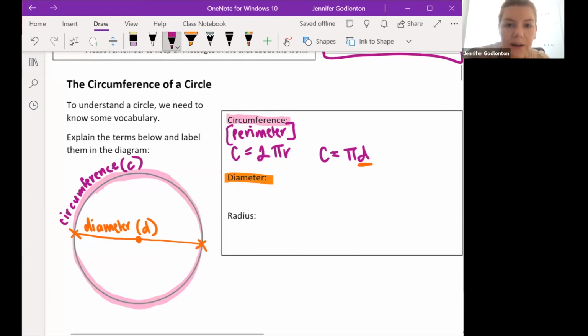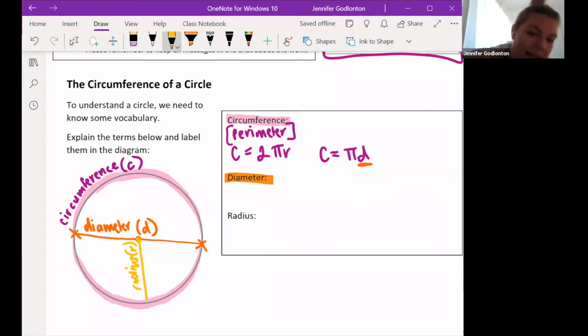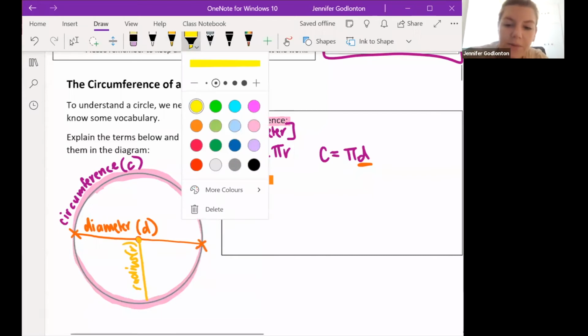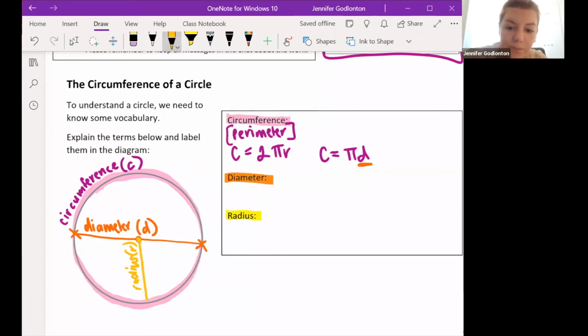And then our last one is a radius. A radius is when I go from the center of my circle to the outside. Anywhere from the center to the outside would be a radius. And when we're talking about a radius, it is R. So that's just some of the words of what we're dealing with in a circle. That's our little r.